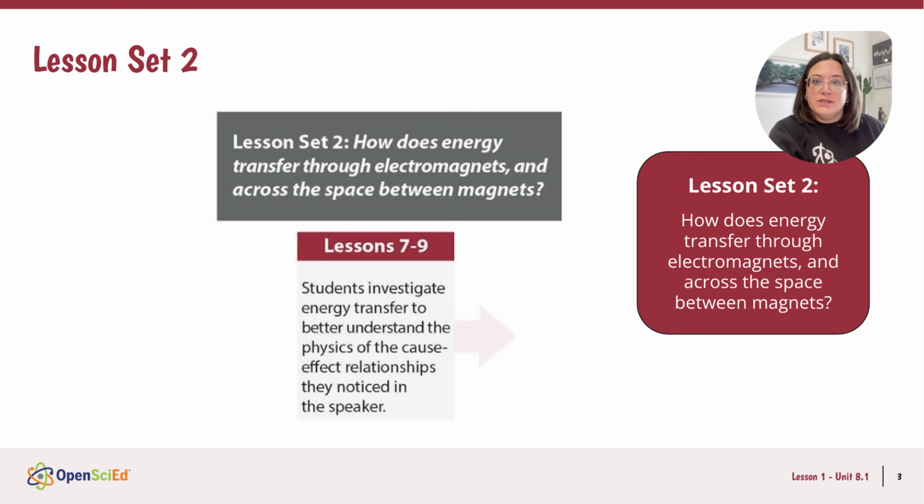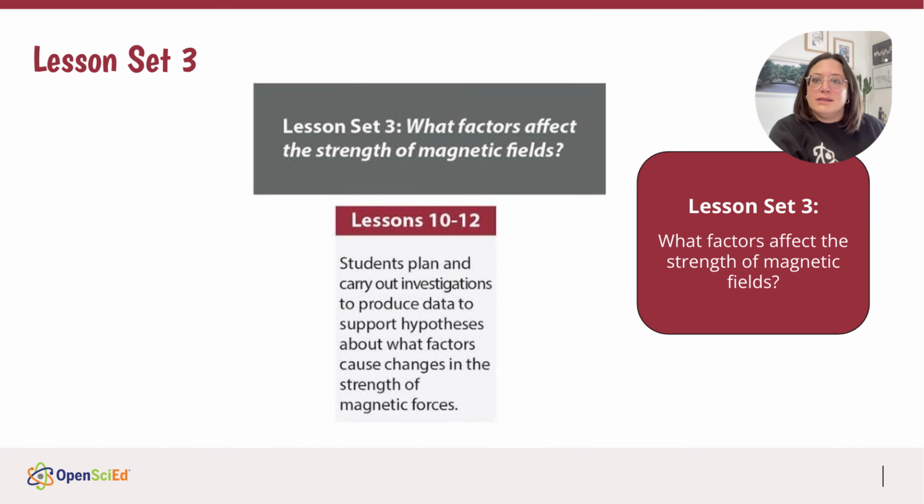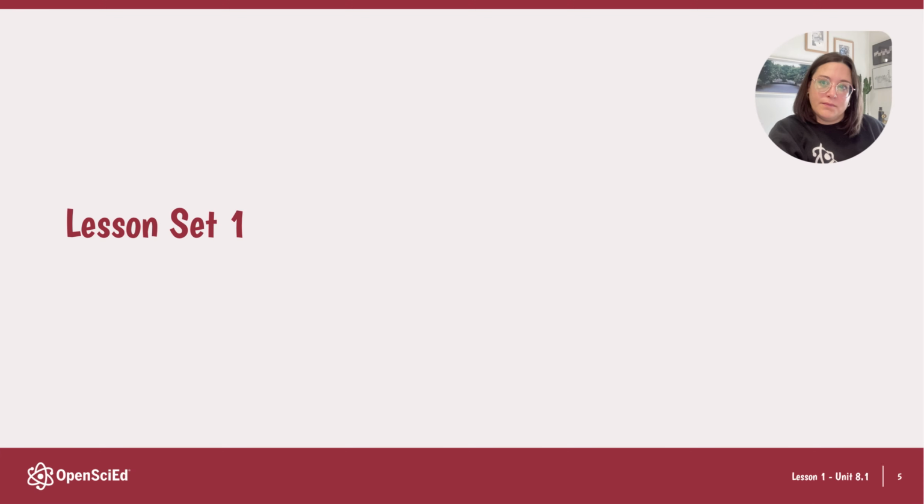Next, lesson set 2 is focused on figuring out how energy is transferred through electromagnets and how it is transferred across the space between the magnets. And lesson set 3 is another short lesson set where students are investigating and then explaining factors that affect the strength of magnetic fields. Let's dive into lesson set 1 and see how this unit kicks off.